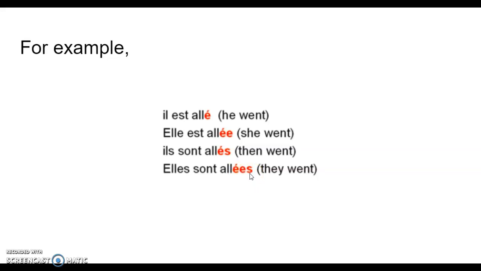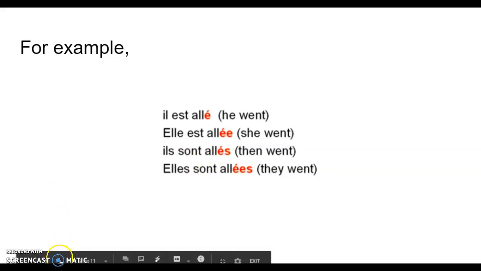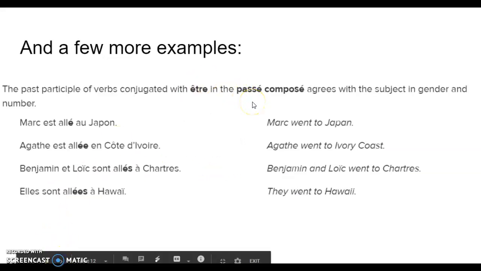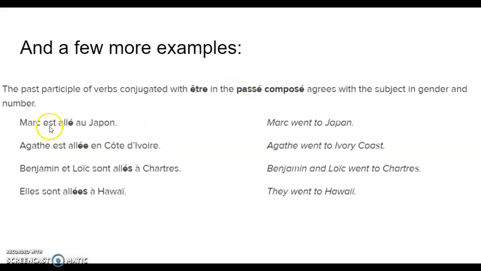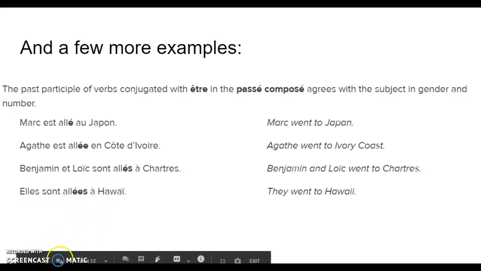So as you're doing this, the good news is in speaking, it's not going to make a difference in most cases. They're going to be silent. But when you're writing, you do have to pay attention to adding those extra letters on the end to make it agree. A couple more examples. So Marc est allé, he went, no extra letters on the end. Agathe, she went, with an extra E. Benjamin et Loïc went, plural, and then elles sont allées, E S. So just to see what that looks like kind of in a bigger context.